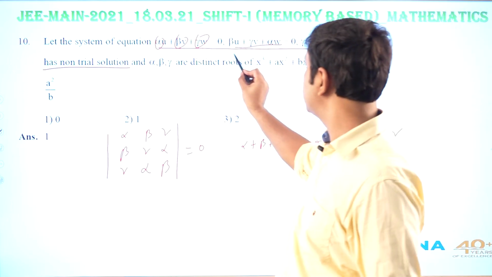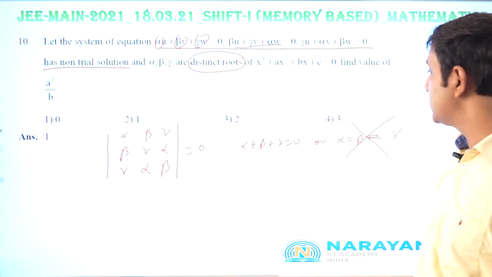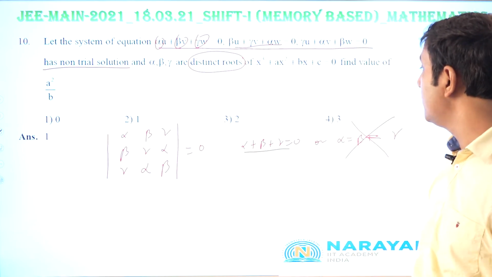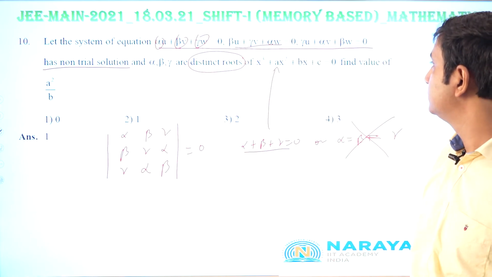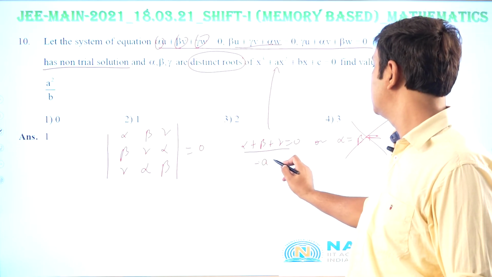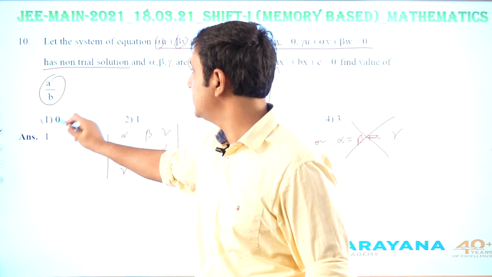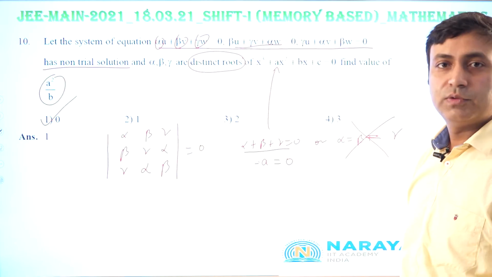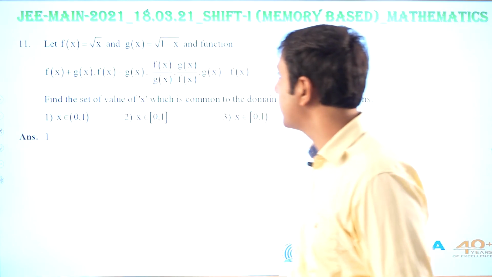Now since they are saying distinct roots, this possibility is ruled out, which means only alpha plus beta plus gamma is 0. Alpha plus beta plus gamma corresponds to A. It is minus A, so minus A is 0, which means this quantity must be 0. So we'll mark that option and we'll move on to the next question.